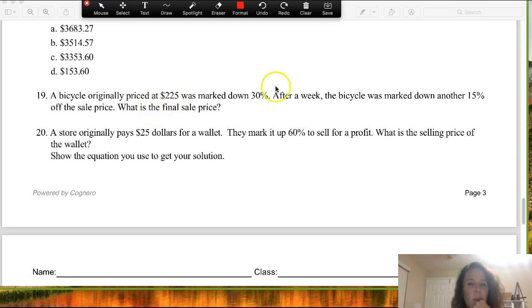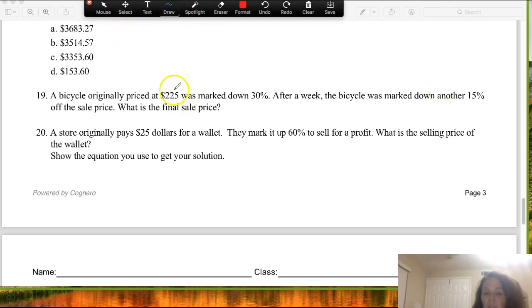So be careful. If you take 30% of this, you get an amount, and then you're going to take 15% of that amount. Don't add these together and take 45% right off the top, because that would be 45% of this amount, not of the amount that was marked down. You have to do these separately.